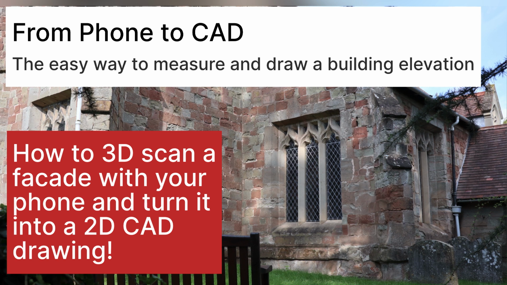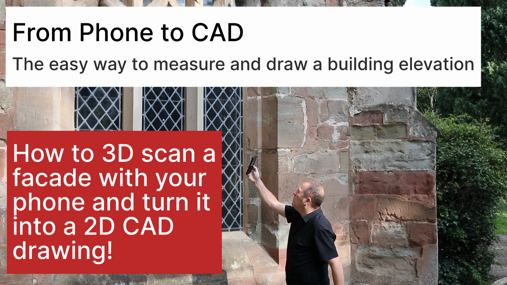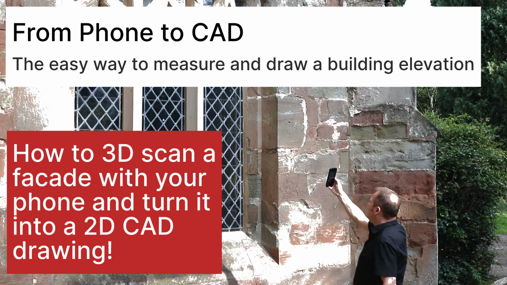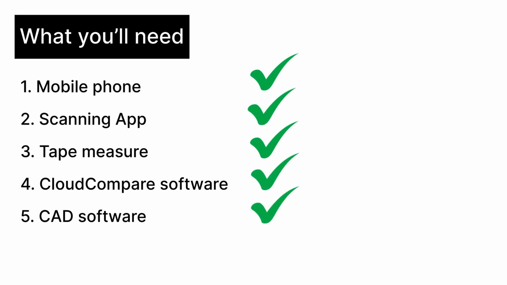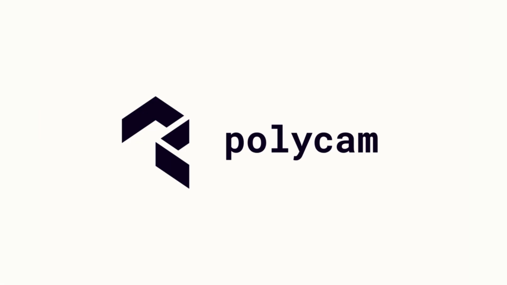From phone to CAD. How to measure a building elevation using your mobile phone. So what do we need to do this? We're going to need a mobile phone, a scanning app, a tape measure, some software called Cloud Compare that's free to download, and a CAD program of some sort.